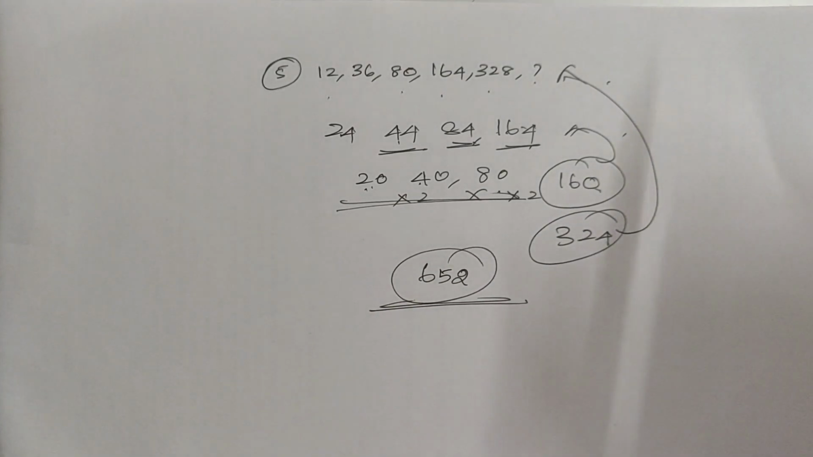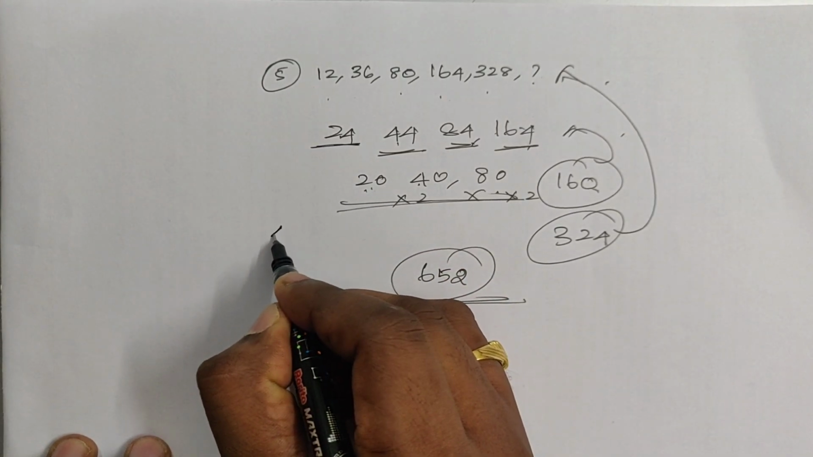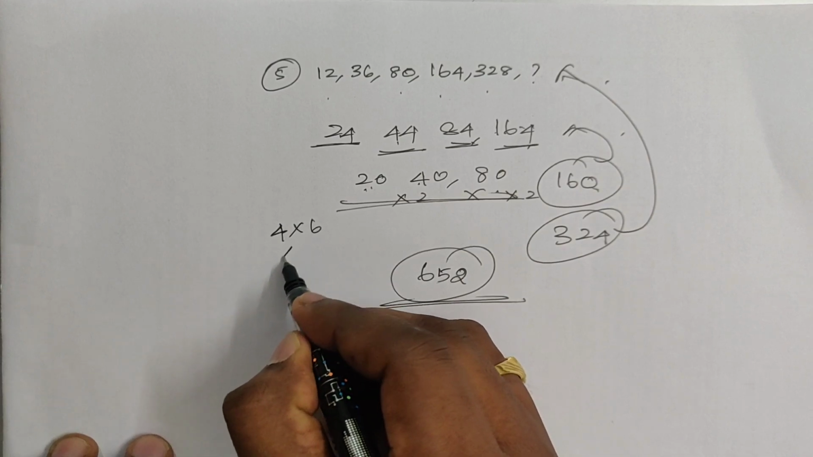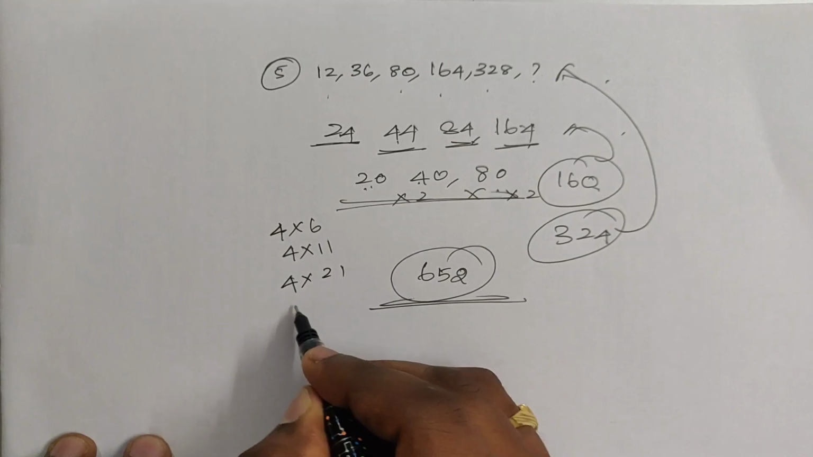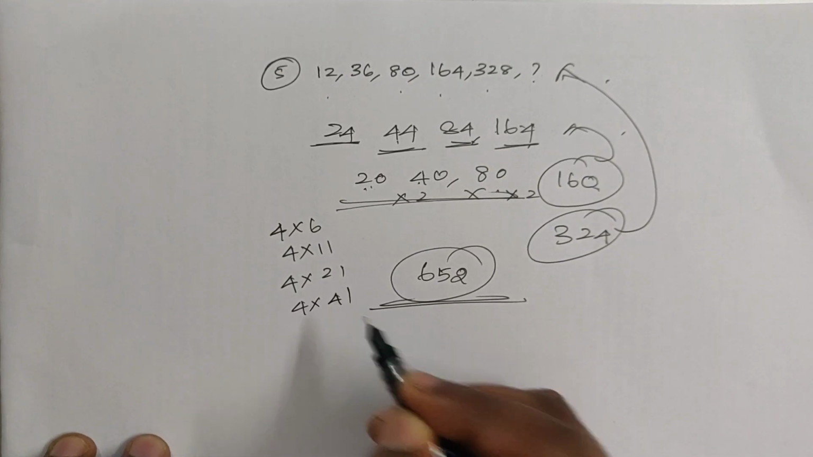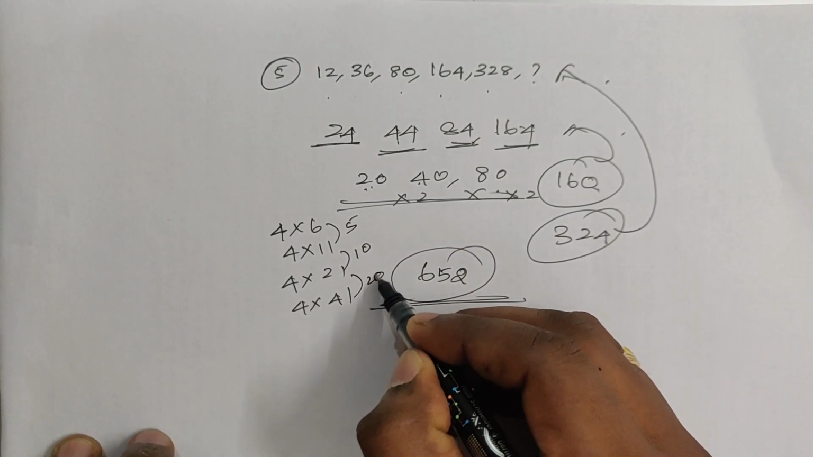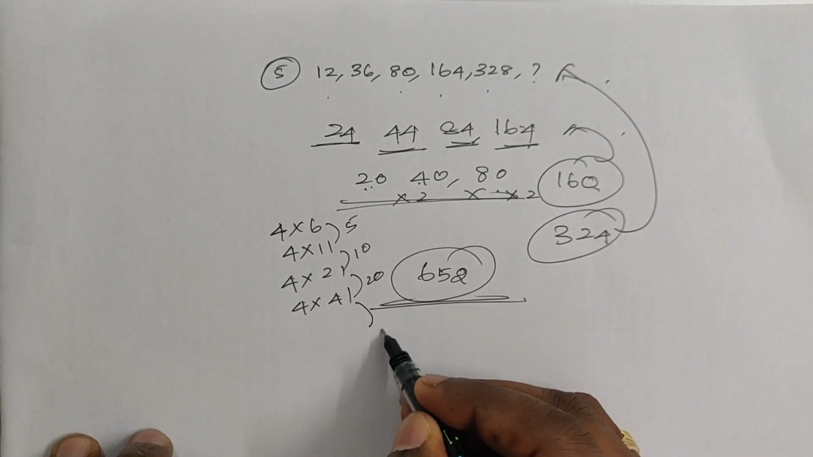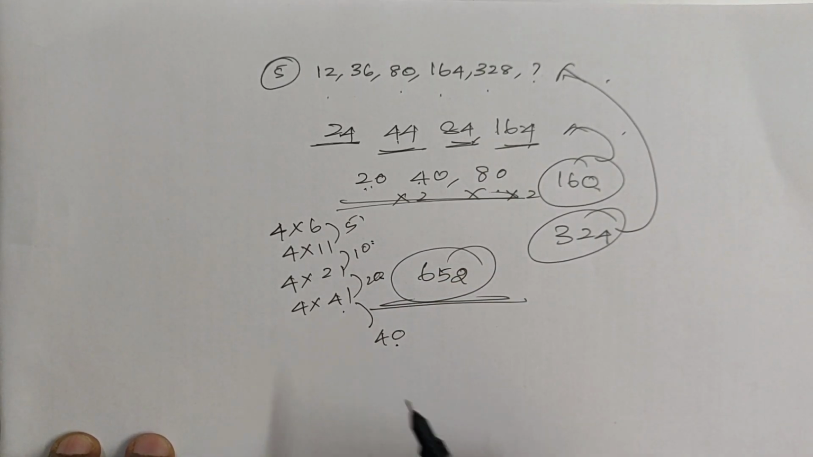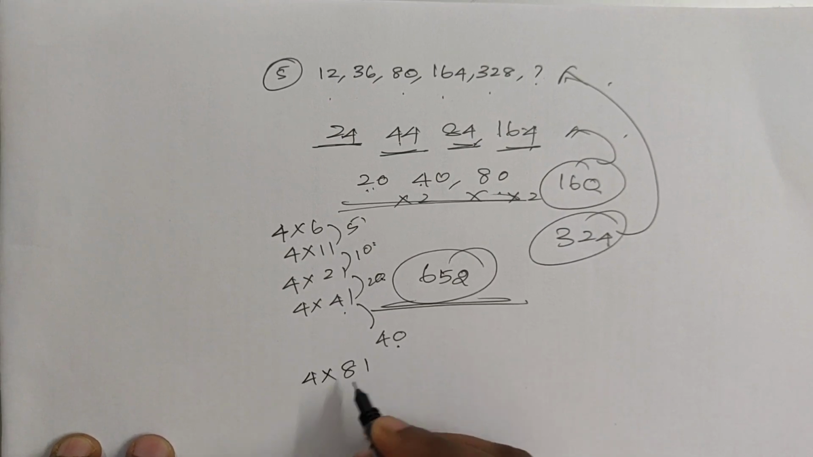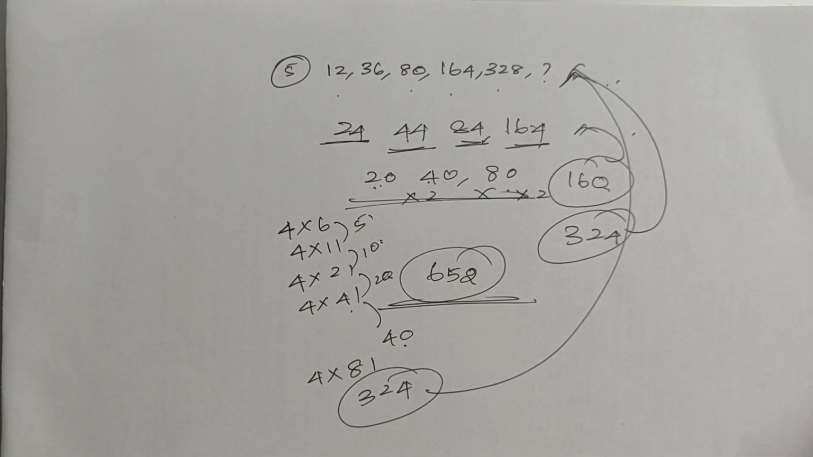At the same time I could find some other logic over here. If I take 24, I can write 24 as 4 into 6, 44 as 4 into 11, 84 as 4 into 21 and 164 as 4 into 41. You can see there is a difference of 5, 10, 20. So obviously the next difference has to be 40, because 5 into 2, 10 into 2, 20 into 2, 40. So 40 plus 41 is 81. So 4 into 81 is 324. If you do, then again you will get the same answer as 328 plus 324.